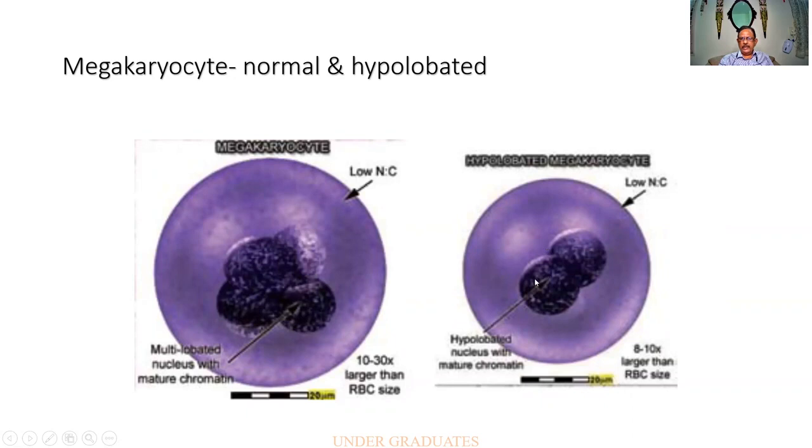Sometimes you find that there can be a smaller one. The lobules are lesser in number. We call it hypolobulation. Hypolobulated or hypolobated. And this is the size of the cell. Size of the cell itself is lower. This can happen in abnormal megakaryocytes, which we will be seeing in some disorders such as ITP.